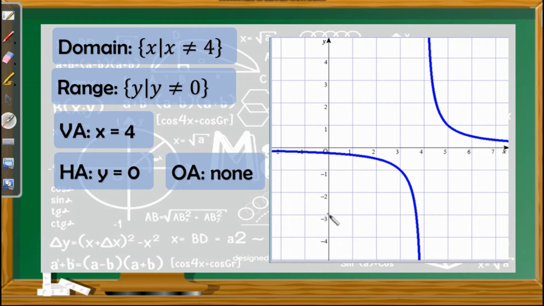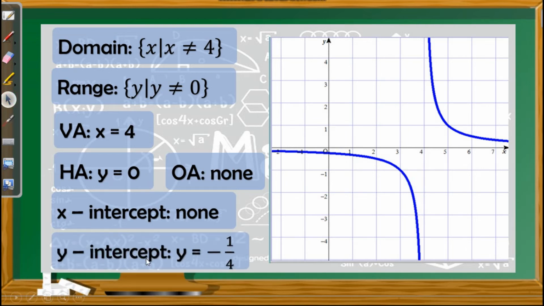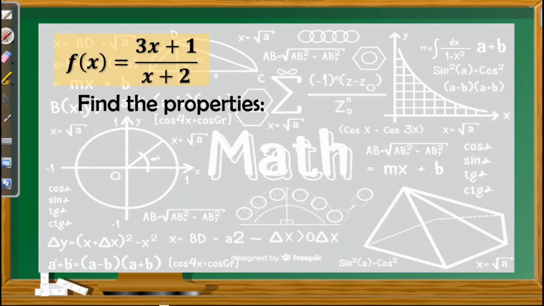As for the x-intercept, it is the point on the x-axis that the graphs intersected. In this case, there is none. Therefore, we have x-intercept none. As for the y-intercept, this graph passed through the y-axis at this point, and this one is equivalent to y equals -1/4. Next example, we have f of x is equal to 3x plus 1 over x plus 2.